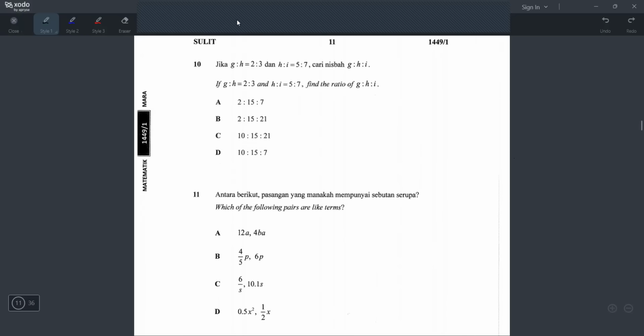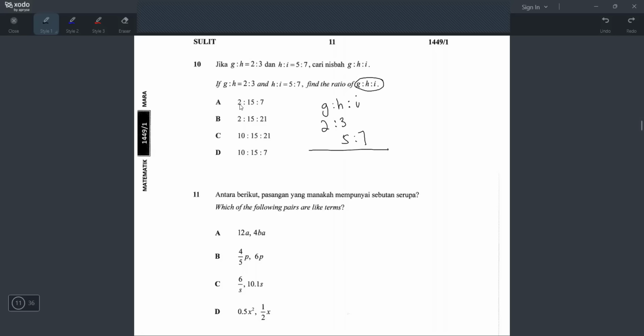Okay, number 10. If g ratio h is 2 ratio 3, h ratio i is 5 ratio 7, find the ratio of g ratio h ratio i. So g ratio h ratio i, this is what they want. So g ratio h is 2, 3. So I'll just write 2 to 3 here. And then h to i is 5 to 7. So I'm just going to write here 5 to 7. And I have to somehow combine these two ratios into one ratio. And that would be the answer.